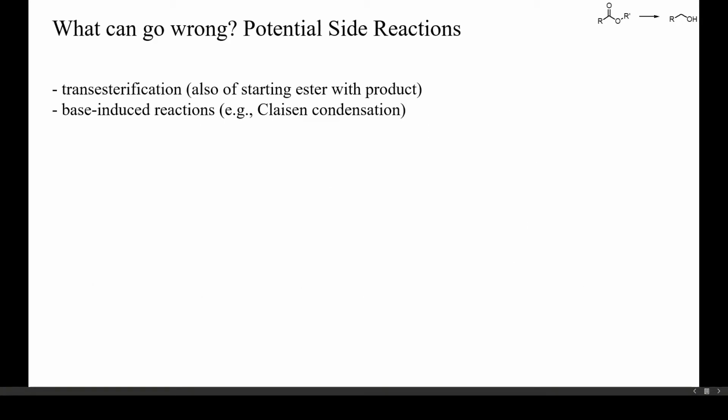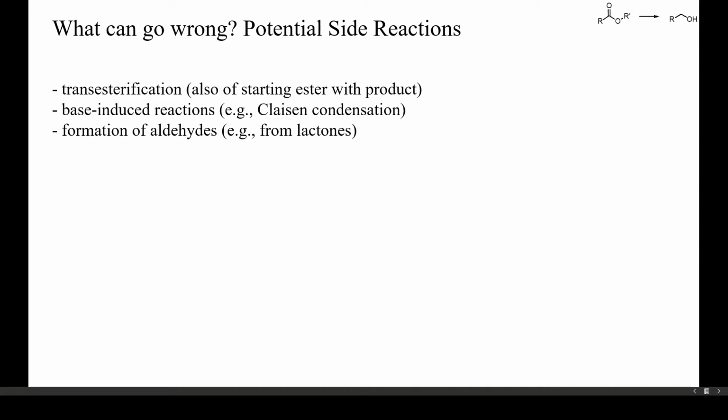Let's have a look at some potential side reactions. Because of the alkaline reaction conditions, transesterifications can readily occur, also of the starting ester with the product. If the resulting new esters are sterically demanding, this may slow down the hydrogenation and consume part of the product. Then, treatment of enolizable esters with alkoxides can promote Claisen condensations. Occasionally, aldehydes may result as byproducts.